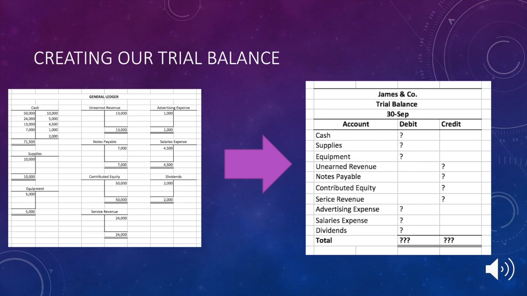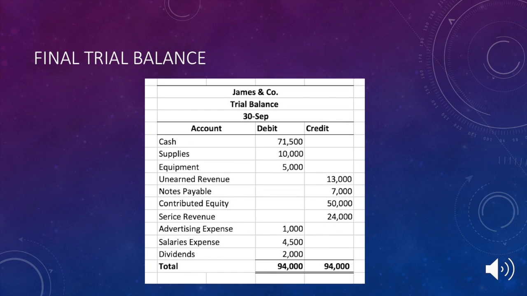Now, to create the trial balance, we use our T accounts and convert it to the trial balance simply by putting in the total into each specific account. Here is our final trial balance. As you can see, both debit and credit are $94,000 and balance. If you do not have a balance, you may have made a mistake, so go back and double check.